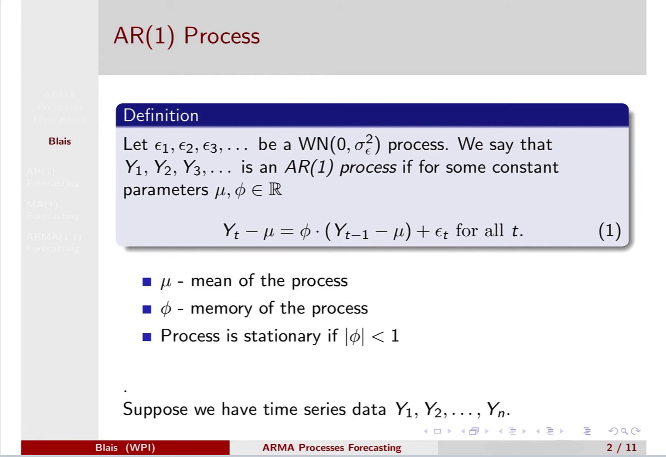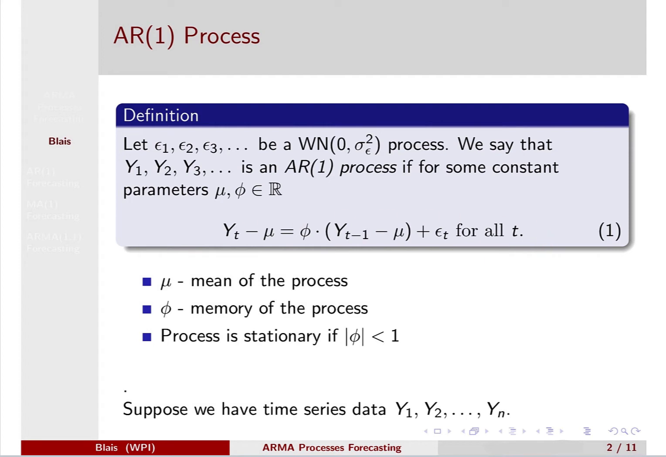So first, recall the definition of the AR, or autoregressive 1, process. We say that if you're given a time series of these epsilon terms that are a white noise process, mean zero, variance sigma epsilon squared, we say that the time series y1, y2, y3 is an AR1 process if, for constant parameters mu and phi, we have the following equation. And remember, the idea here is that mu is the mean, phi is the memory, and our process is stationary if phi in absolute value is less than 1.